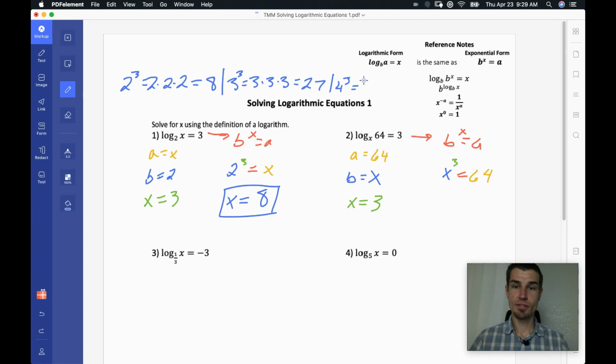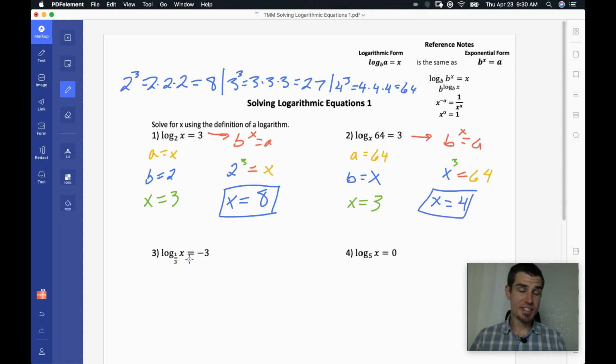What if we check 4? 4 to the third is 4 times itself 3 times. 4 times 4 is 16 here, so we have 16. 16 times 4 is 64. Now, hey, look, we're trying to make something get 64 when we raise it to a power. So we now have figured out our base has to be a 4. This value right there has to be 4 in order to make this equation true. Therefore, x equals 4. And that's our solution.